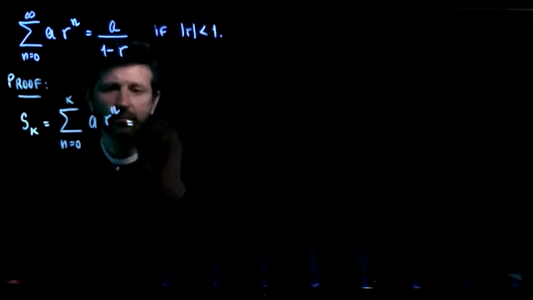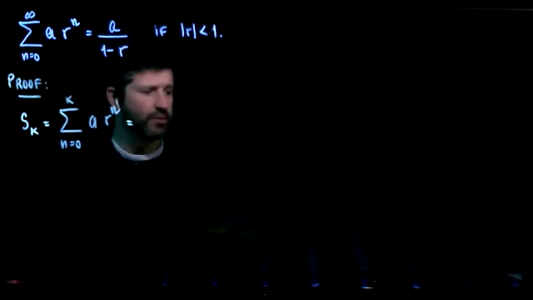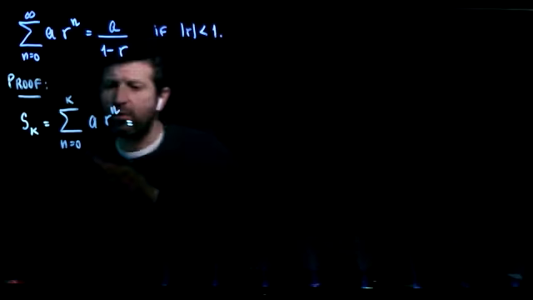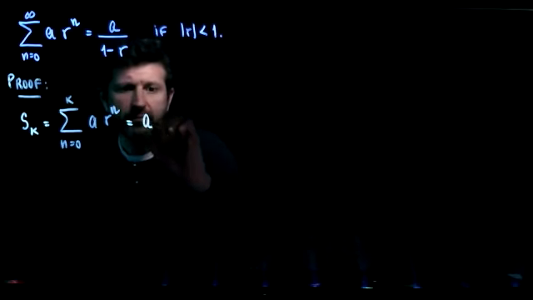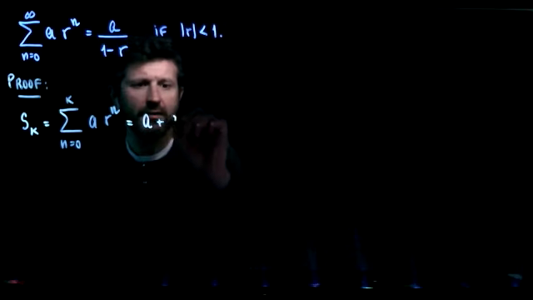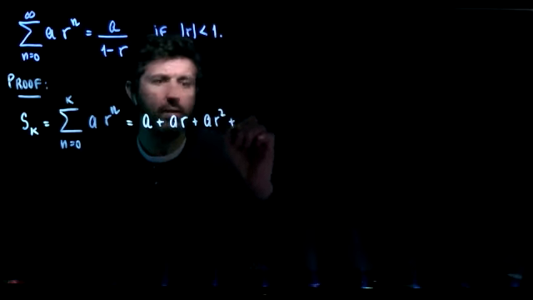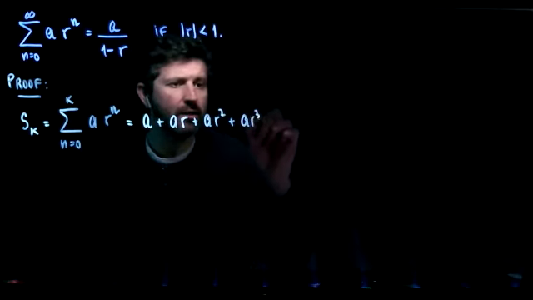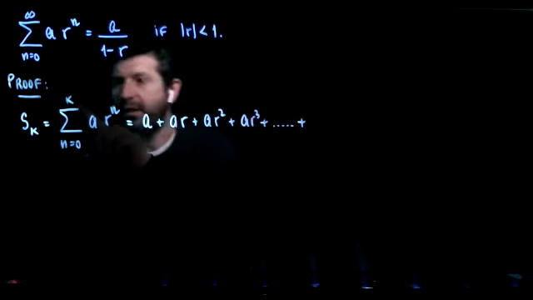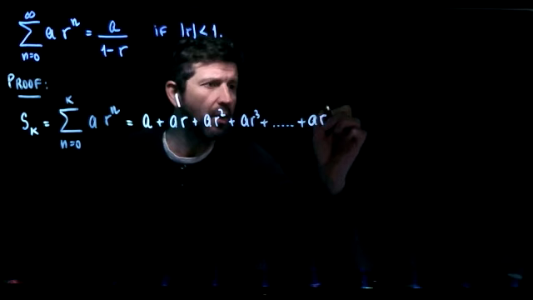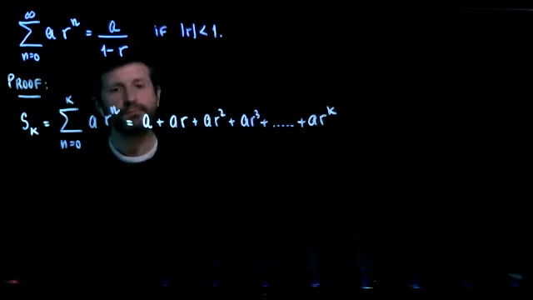So what is this actually? Let's expand the series. When n is 0, I get just a, plus when n is 1, I get a times r, plus when n is 2, I get a r squared, plus, and so on, a r cubed, plus dot dot dot, all the way until k, so a r to the k. Is that okay? No questions here? Okay, so this is s_k.